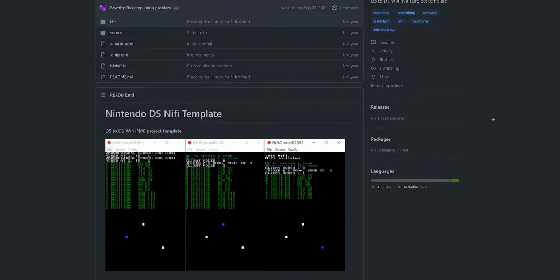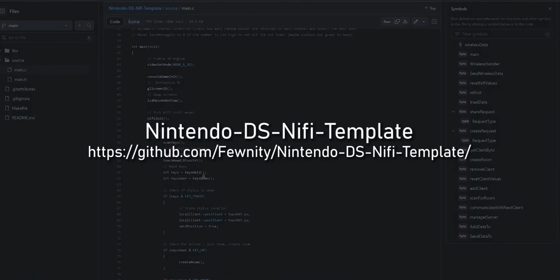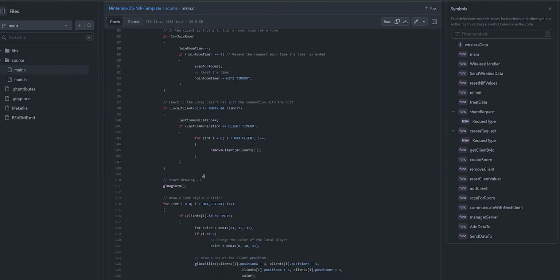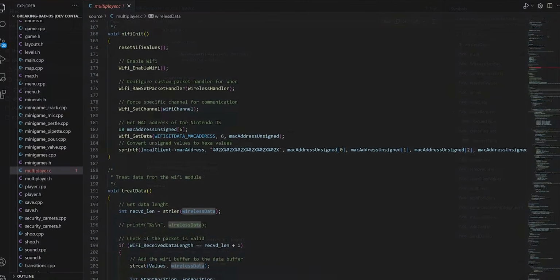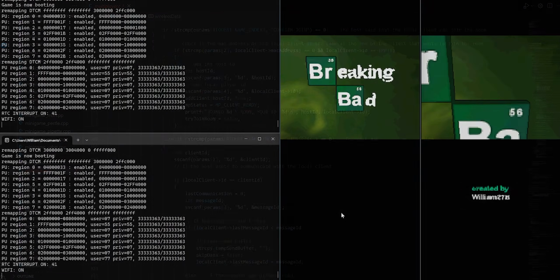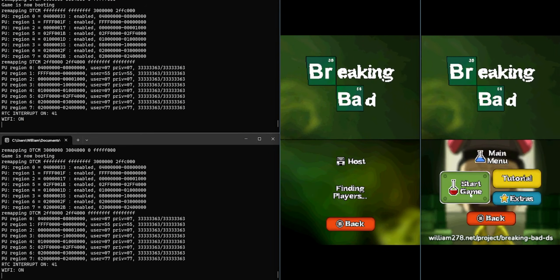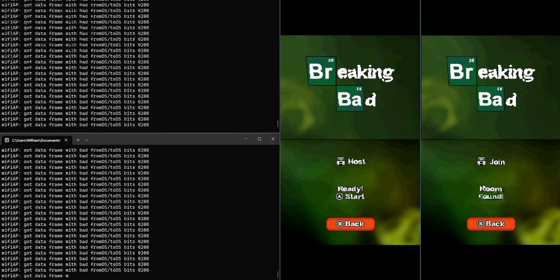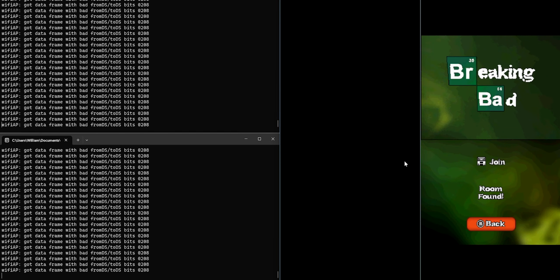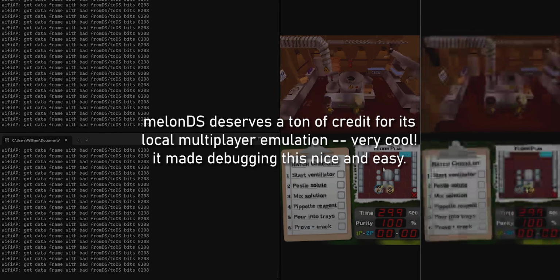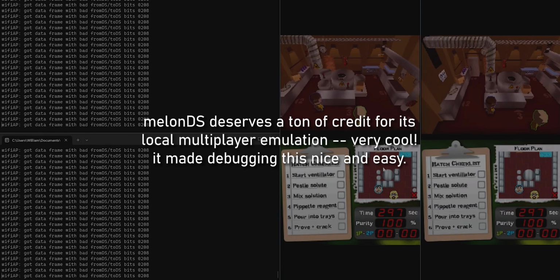That's when I stumbled across a template scaffold for supporting Ni-Fi and Homebrew created by Funity. After about a day of tinkering with integrating this template into my game, I finally got it working and can present my favourite feature of Breaking Bad for the DS: multiplayer support. With 2 DS systems, or 2 instances of the Melon DS emulator running locally, you can play with a friend.